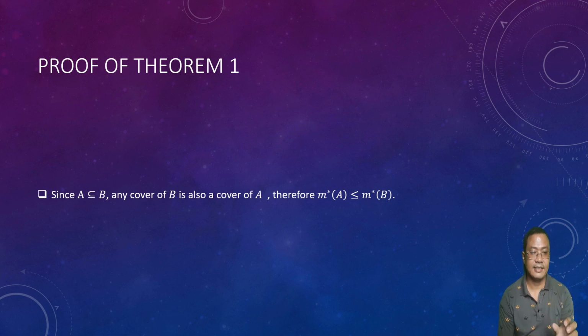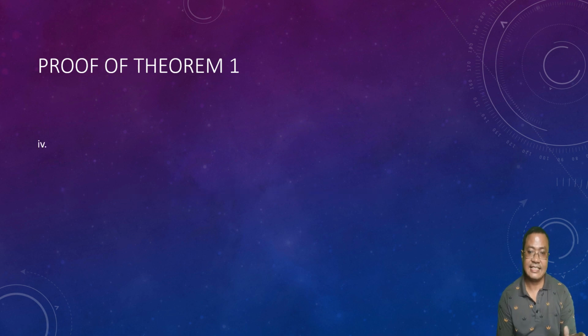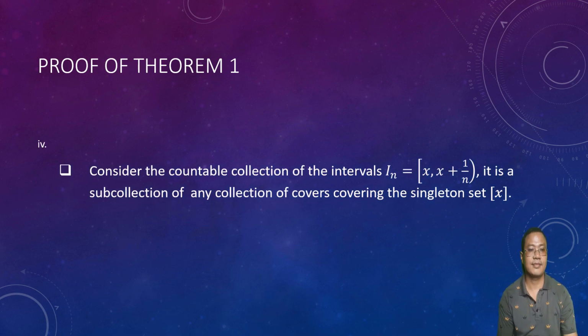You have a cover of B, and a collection of covers of A. The collection of covers of A consists of the collection of covers of B, plus some additional covers also. So from that bigger collection you take the infimum, and that will be less than or equal to the infimum for B. Therefore the outer measure of A is less than or equal to the outer measure of B. Alright, so now number 4, let us try to prove number 4.